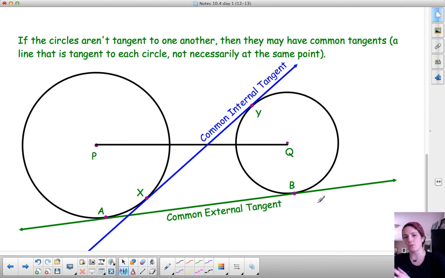So as long as you understand all of those words and our two big pieces, that if they are tangents and radii are perpendicular, and the fact that two tangents from the same point are congruent, then you're all set for our problems for today.